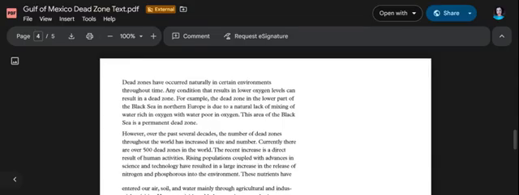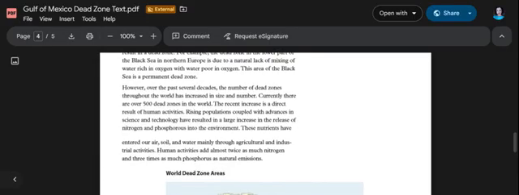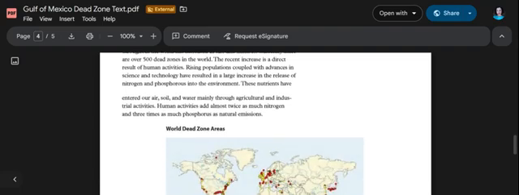Rising populations, coupled with advances in science and technology, have resulted in a large increase in the release of nitrogen and phosphorus into the environment. These nutrients have entered our air, soil, and water mainly through agricultural and industrial activities. Human activities add almost twice as much nitrogen and 3 times as much phosphorus as natural emissions.